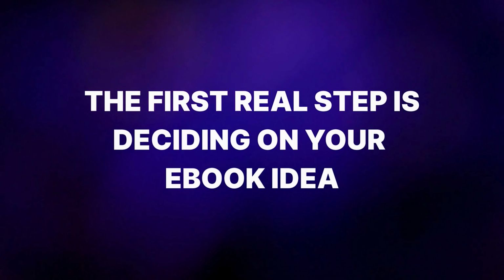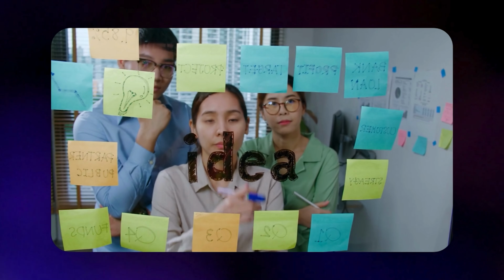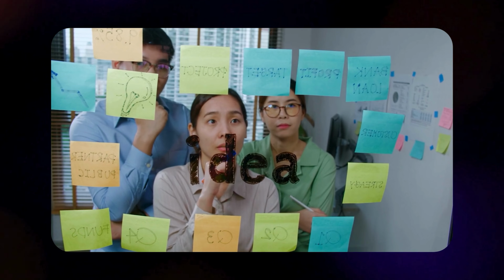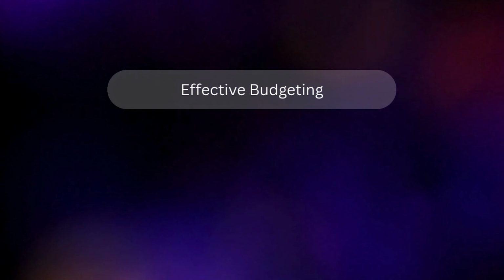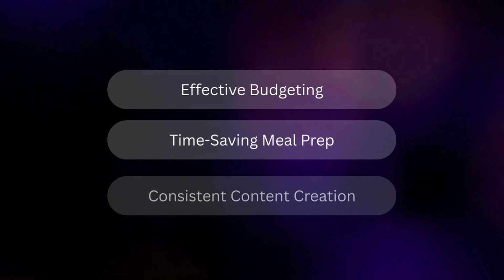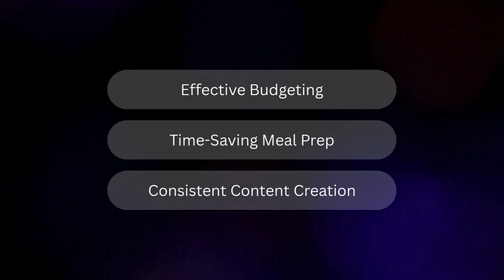Alright, the first real step is deciding on your ebook idea. Best ideas usually come from your own life. Think about something you figured out that made things easier for you. Maybe you learned how to budget in a way that finally worked. Maybe you found a routine for meal prepping that saves you hours each week, or maybe you discovered a way to stay consistent with content creation.